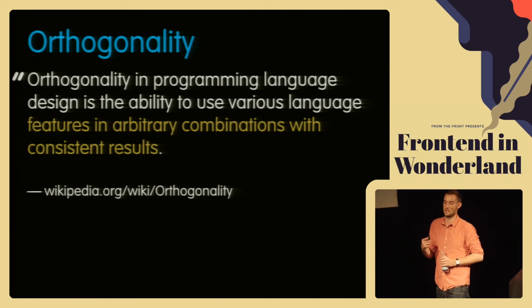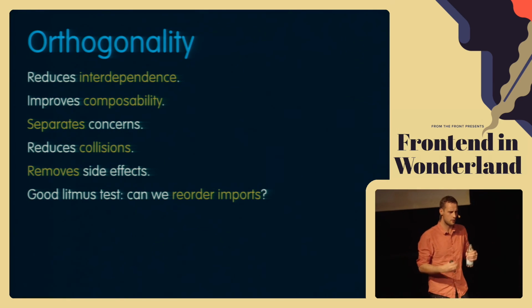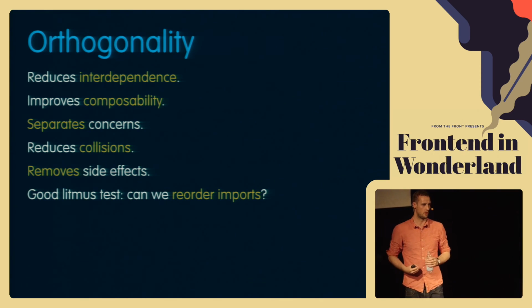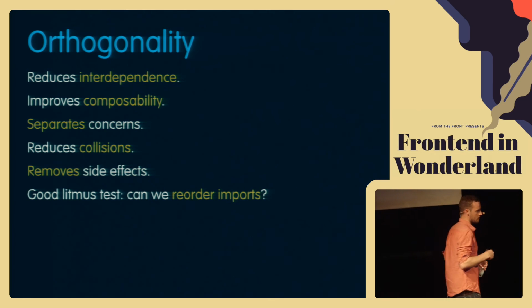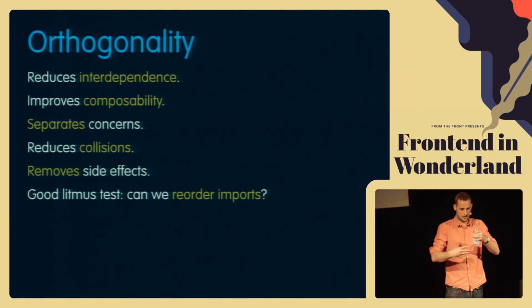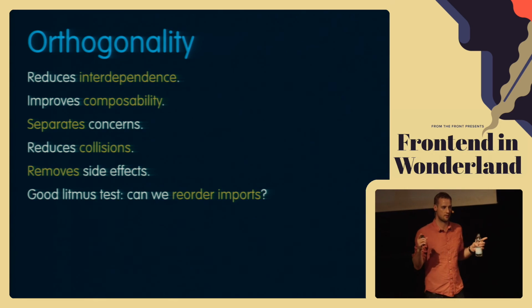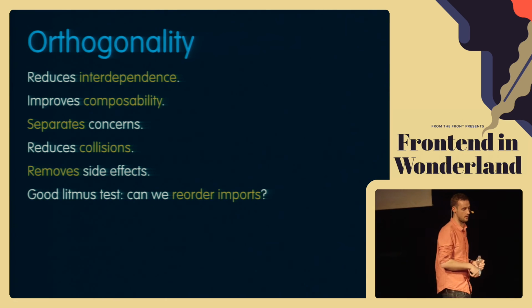The reason orthogonality is a good thing is because it reduces interdependency. If you can jumble up the order of the features you use and still get the same output, it probably means that those features don't rely on each other. This therefore implies you've separated your concerns very well. It reduces collisions. If we can use things in an arbitrary order in the DOM, the chances of those ever affecting each other is very slim because obviously they don't even know that each other exists.